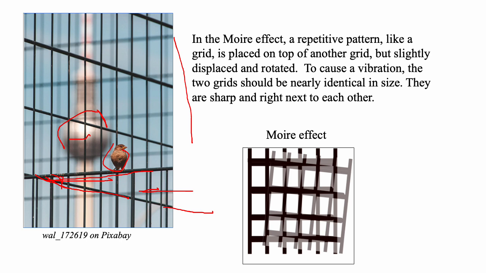So it's very interesting. And one question is, is this the moire effect, which only occurs when two grids are nearly identical in scale, perfectly sharp and tightly spaced right next to each other, where one is rotated or displaced, and it causes a vibration. Now, this picture doesn't do that exactly, but I think it's the same idea.